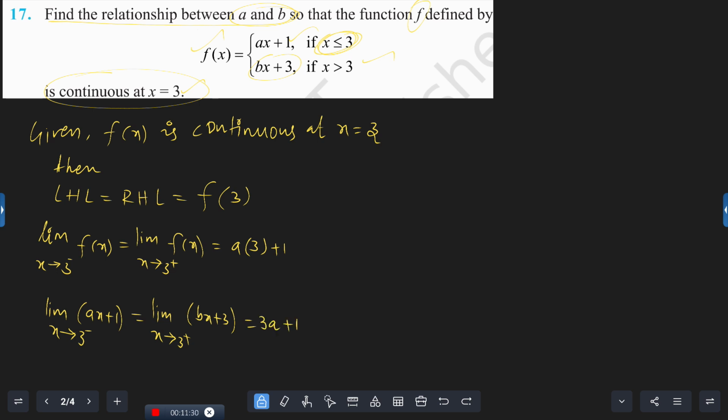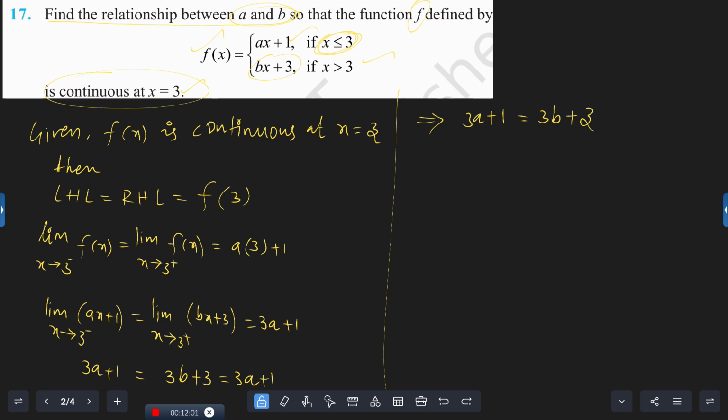That's it. Now this is time to apply the limits here. 3 we have to apply. So what you will be getting here? 3a plus 1. So here also 3 we have to apply. So 3b plus 3, which is equal to 3a plus 1. Now you can see first and last is the same, so any one you can take, not an issue. So this implies first and middle I'm taking. 3a plus 1 is equal to 3b plus 3.